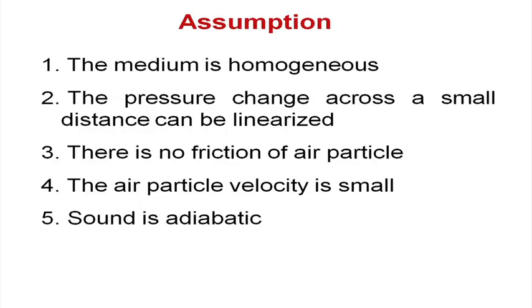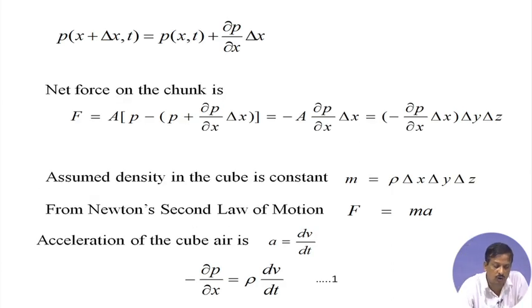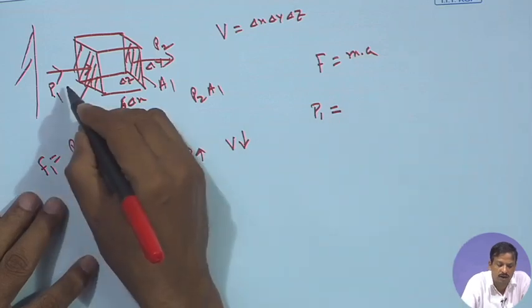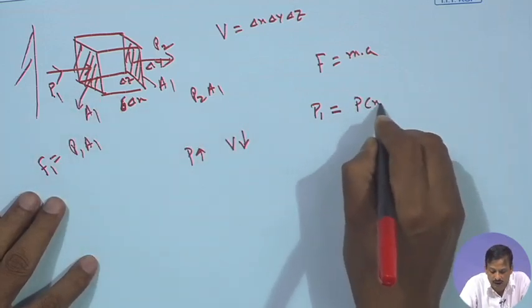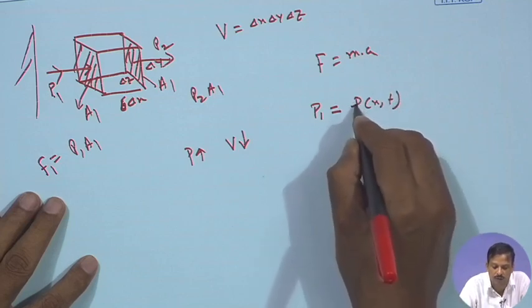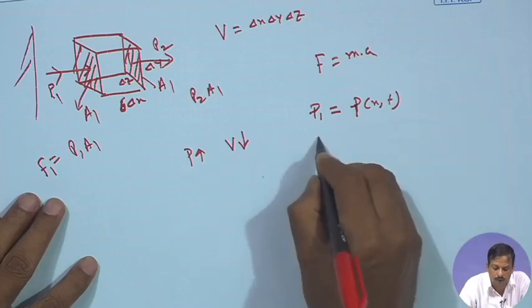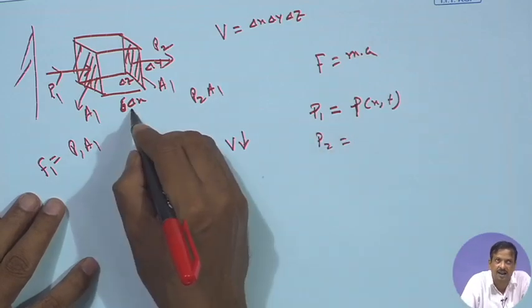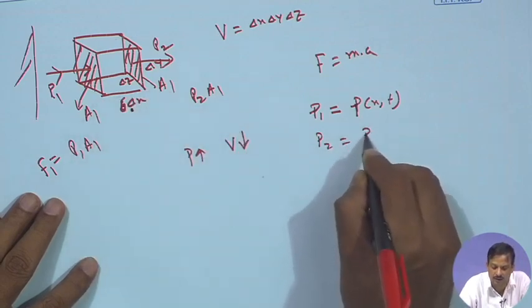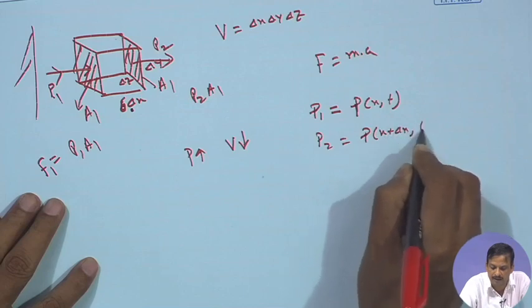Okay. Now, if that is the theory, using these three laws we have to derive the wave equation. So, if you see the slides, the assumptions I have stated: the medium is homogeneous, pressure changes across a small distance, there is no friction in air, particle velocity is small, sound is adiabatic. Okay. Now, if I want to derive that equation, what will I do? This is P1. So, I can say P1 is the pressure acting there. So, it is p of x, t, not capital P, small p. Okay. What is P2? It is nothing but small p of x plus del x, t, since del x is the length along the x direction.